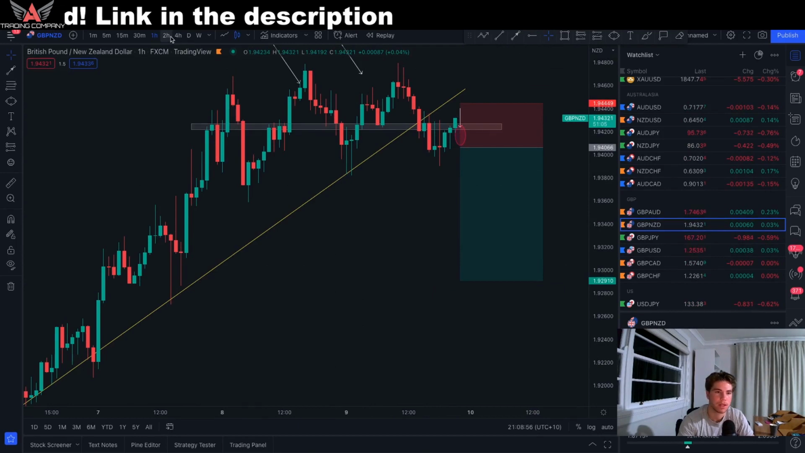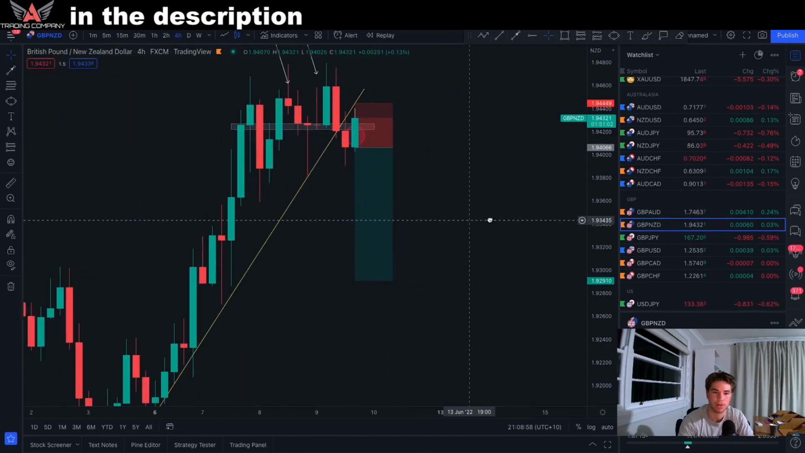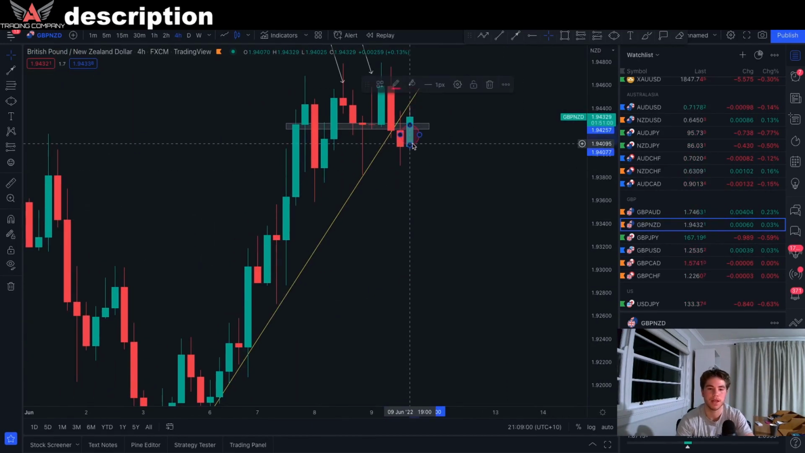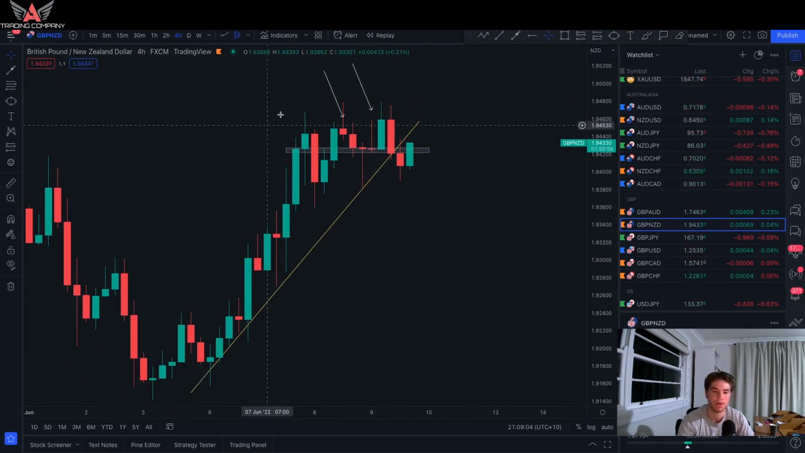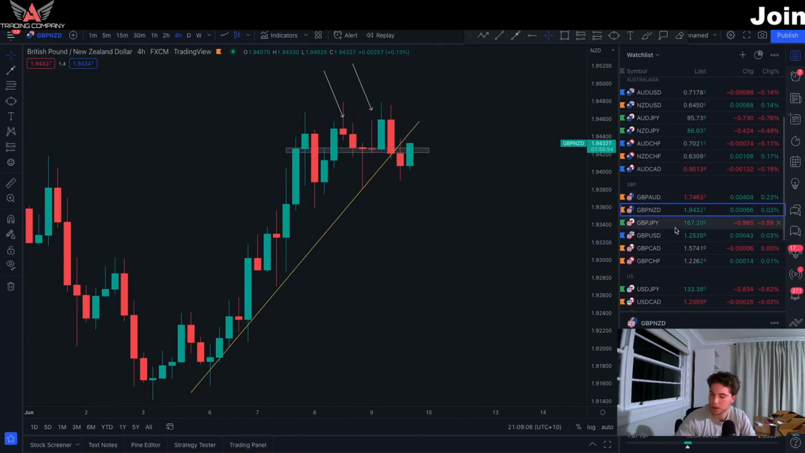Okay, so this is setting up really nicely, but it all depends on whether we get this 1H rejection, okay, because we have the 4H structure, but we don't quite have the 1 hour yet. Okay, sorry, my Siri is just going off.